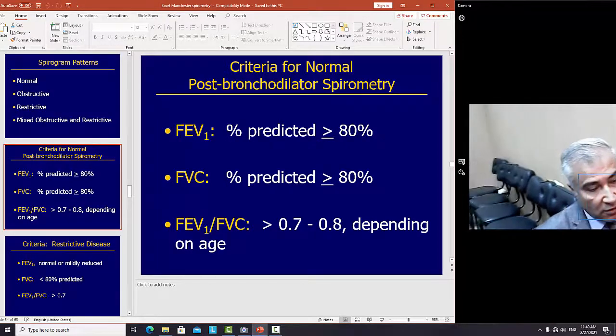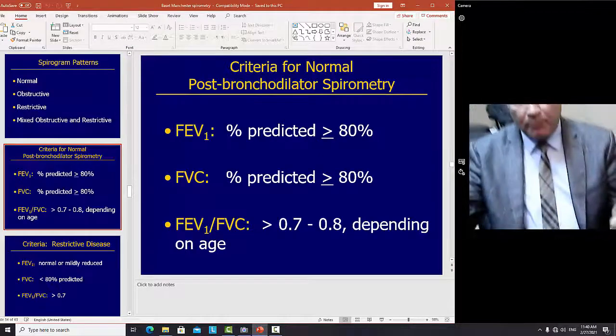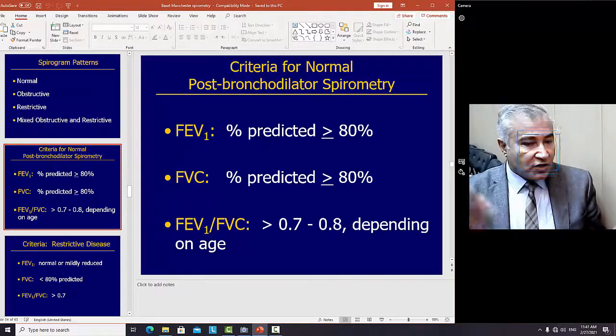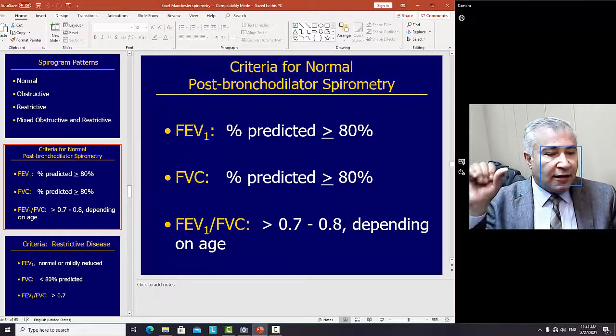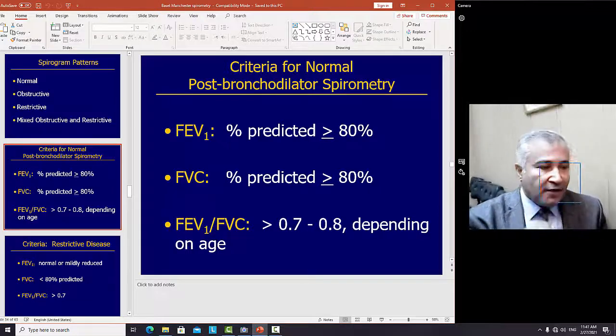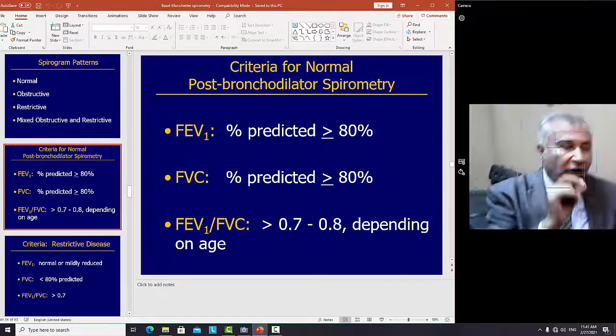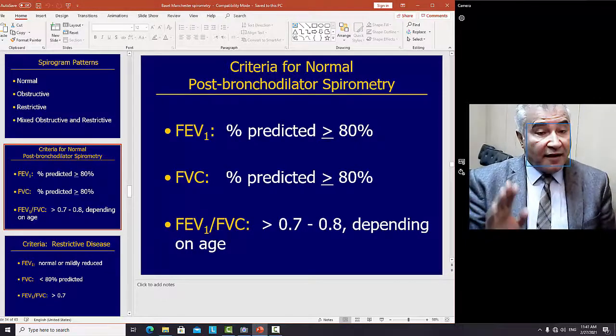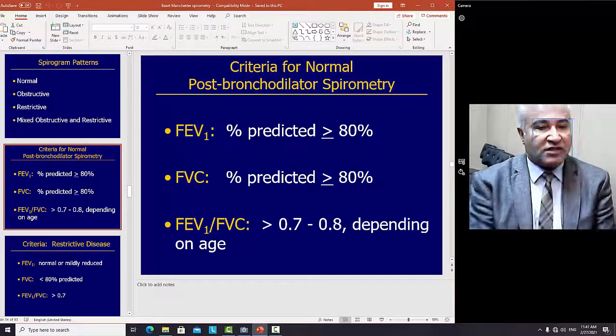Either normal, three indices up. Mixed, three indices down. Obstruction: the most important index to diagnose obstruction is FEV1% below 0.7. So it is obstruction pattern, either associated with mixed or not associated.